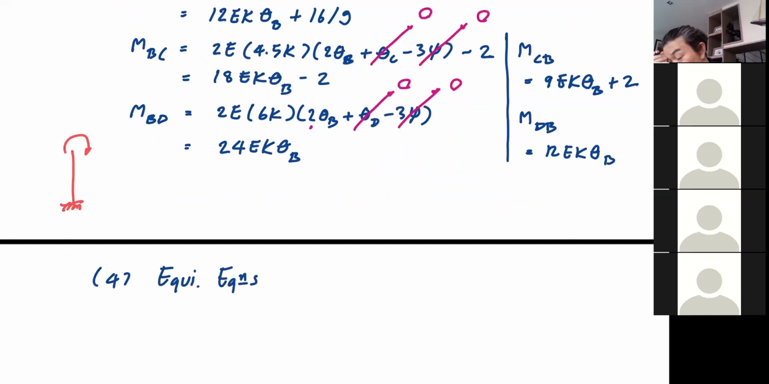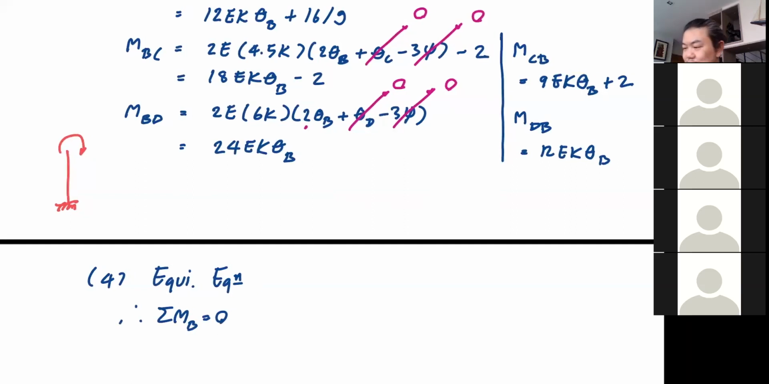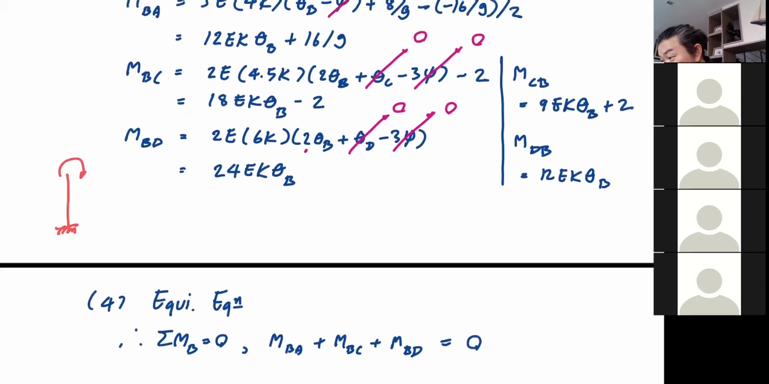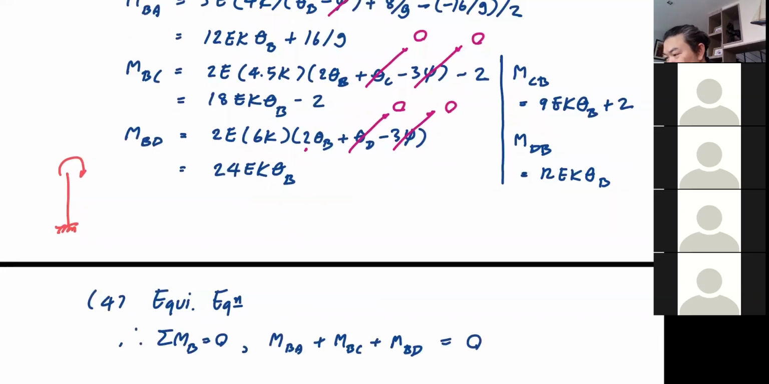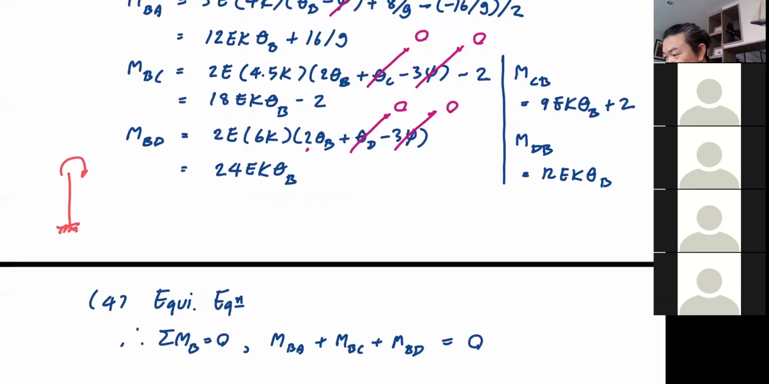Why do I have to add an S? Actually, we have one equation, right? That's sigma MB equal to 0. Knowing that, okay, no S. We have MBA plus MBC plus MBD equal to 0. So now we just add them up. So that's 12, that's 18, so that's 30, so that's 54, right?